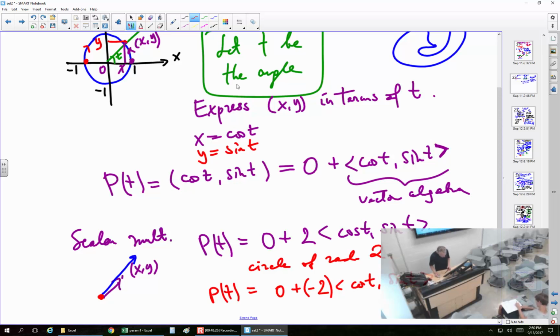The last thing to ask yourself: what if we start adding? If I add a vector, what's going to happen? It's going to shift. Yeah. So we'll talk about that next time.